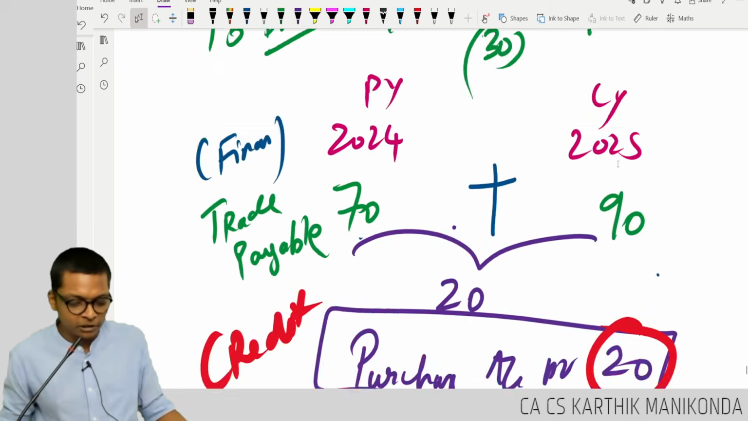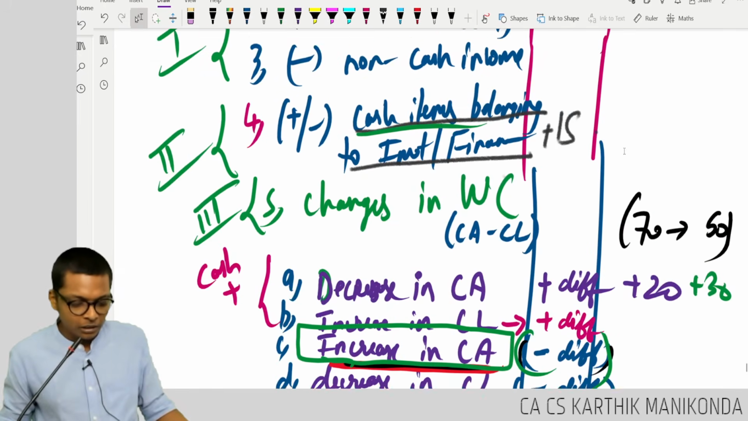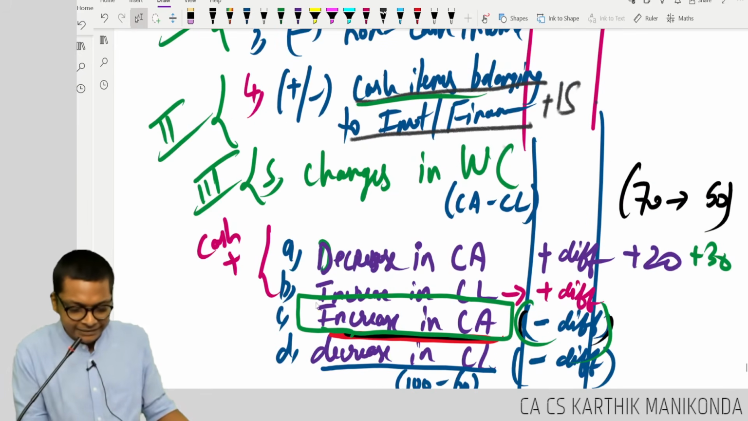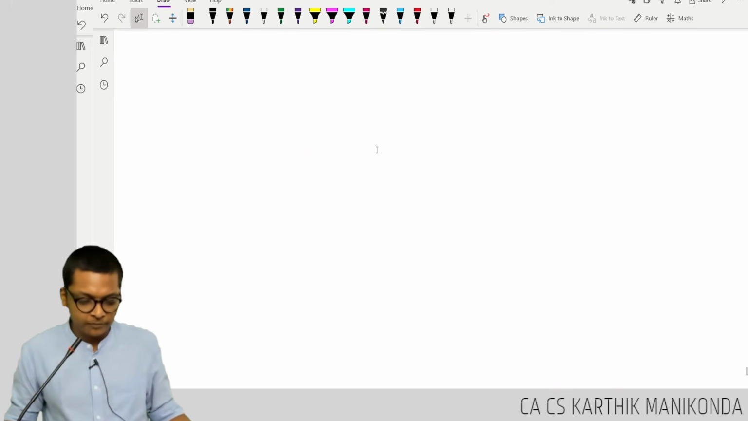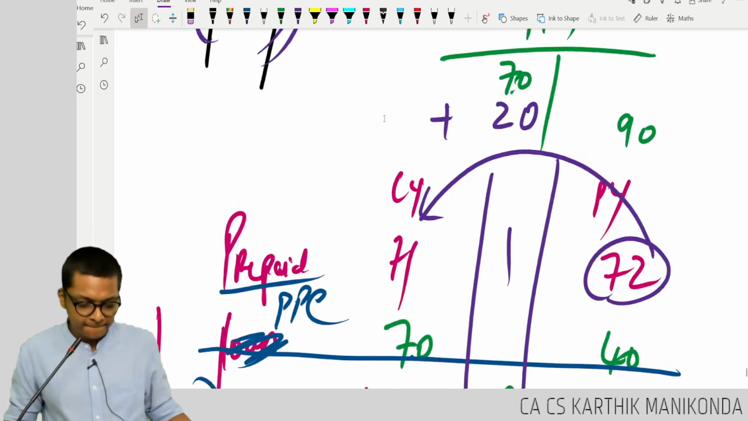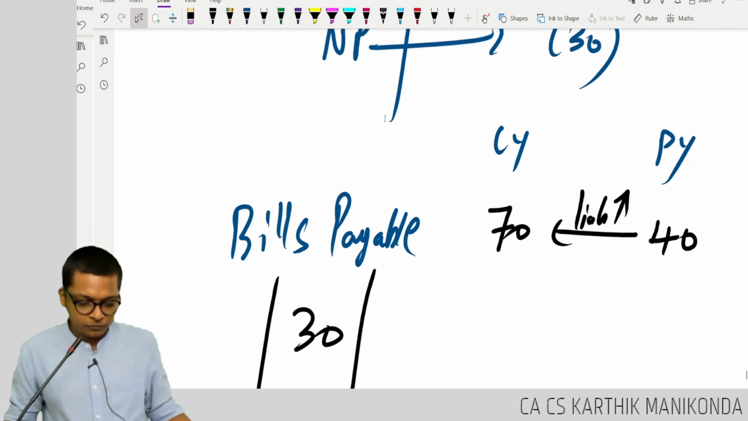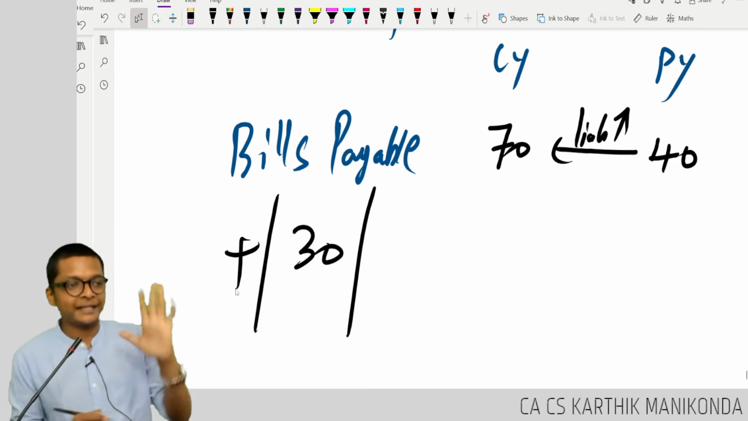I have to scroll up so much now. Liability increase. Increase in current liability. Add. That is my formula. Yeah, liability increase, so I will add it. So come back here, with this, without bracket.